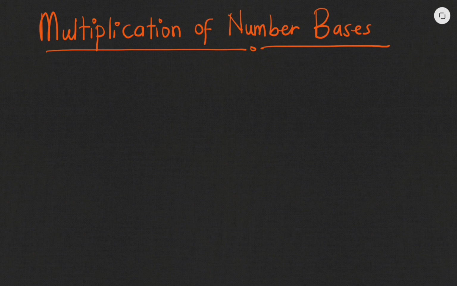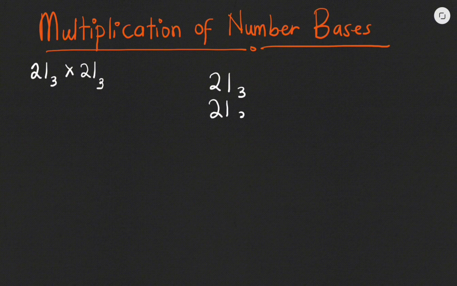In this video, we want to look at multiplication of number bases. So let's start by looking at a very simple example. We are to multiply 21 base 3 by 21 base 3. Okay, so let's proceed to look at how multiplication of number bases works. So we have 21 base 3, another 21 base 3. We are supposed to multiply.